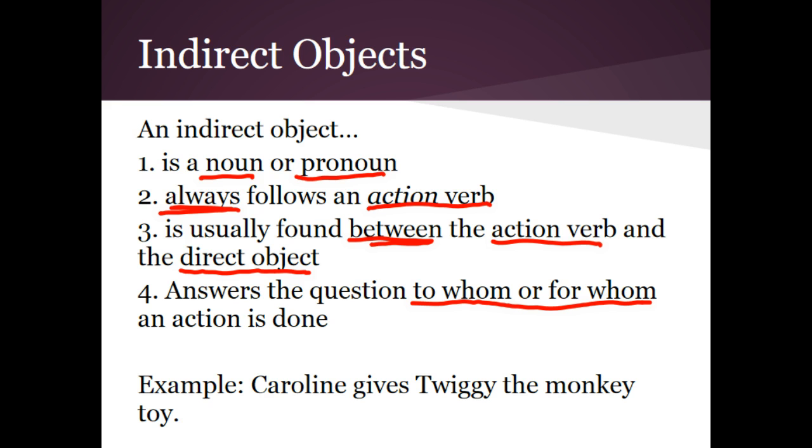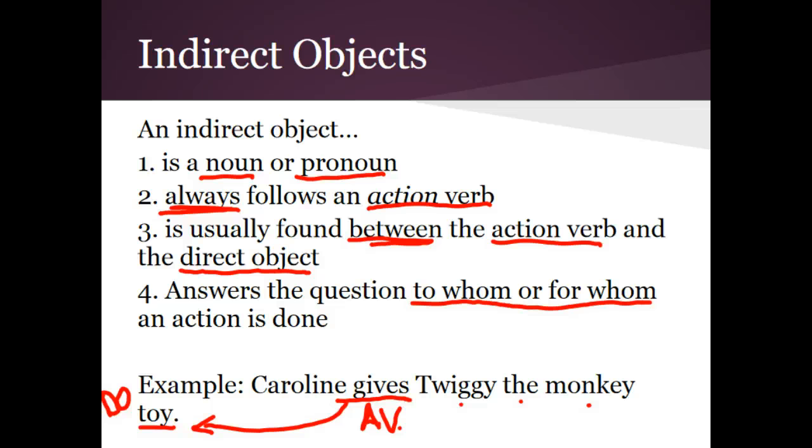First, find your direct object. Actually, first find your action verb. Gives is your action verb. Caroline gives who or what? What is being given? The toy is being given. So toy is the direct object. Now we know the indirect object has to be in the middle. So our choices are Twiggy, the, or monkey.